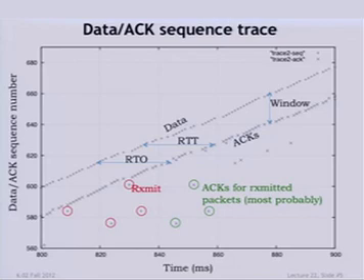All you know is that this was an acknowledgement for that data packet, but most likely it was for the retransmission. Okay, so these sequence traces are generally pretty helpful and useful in understanding the performance of transport protocols, particularly sliding window protocols. So any questions?